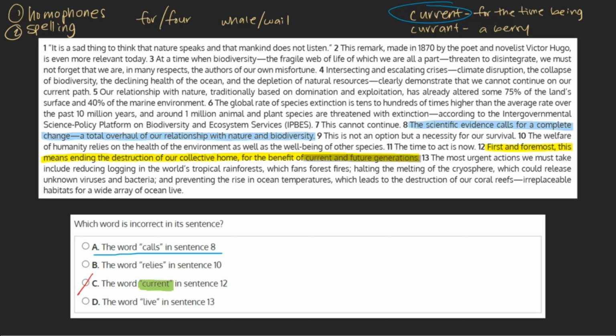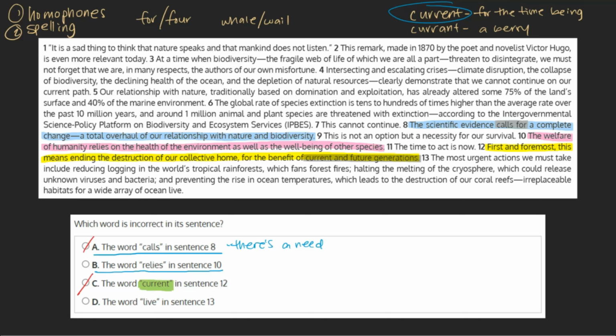The scientific evidence calls for a complete change, a total overhaul of our relationship with nature and biodiversity. As calls for is a phrase meaning there's a need for something, this word is correct, and this choice can be marked off. B. The word relies in sentence 10.